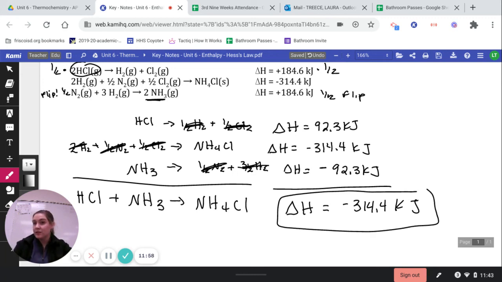And that is how you do Hess's law. Hopefully you feel pretty good about it. We'll definitely post some practice for you guys to complete over Hess's law with the rest of this class period.